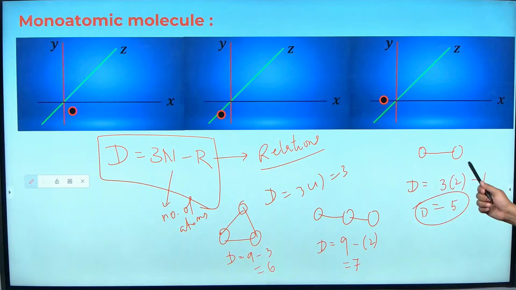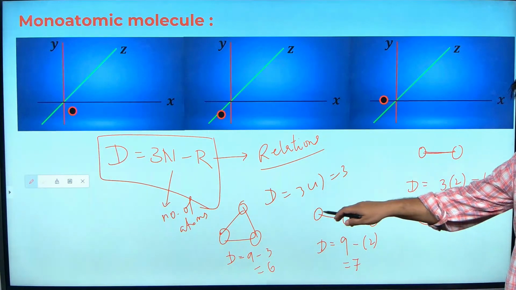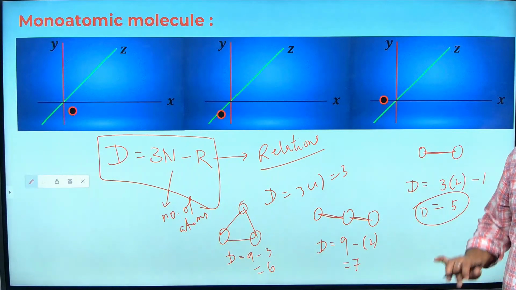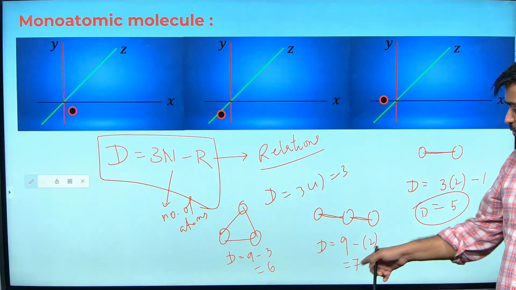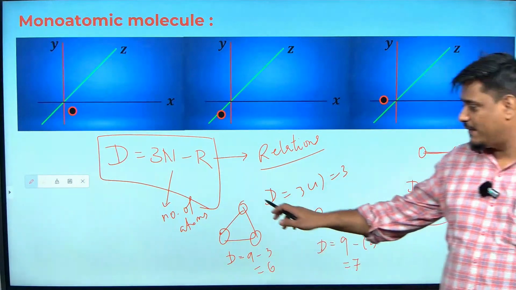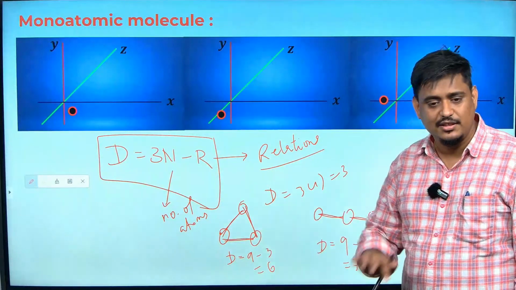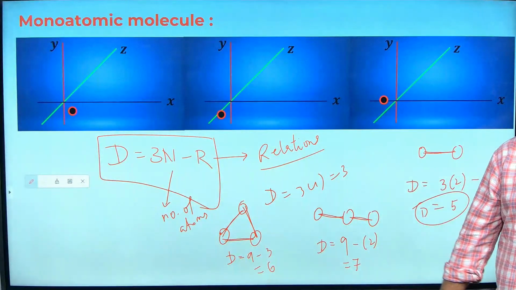If there are two atoms, how many relations are there between them? Relation means, in layman's language, how many lines are joining them? 1. So 3 into 2 is 6, minus 1 is 5. If I am keeping 3 gas atoms in a straight line, how many lines are required to join them? 2 lines. So 3 into 3 is 9, minus 2 is how much? 7. If I keep them in a non-linear way, these two will have a relation, these two will have a relation, and this will have a relation. 3 relations.